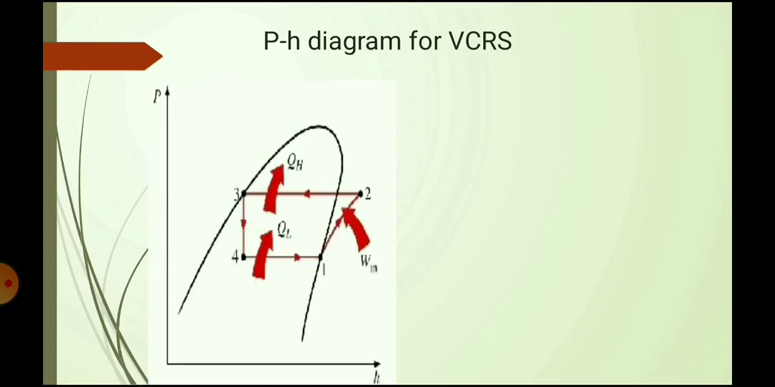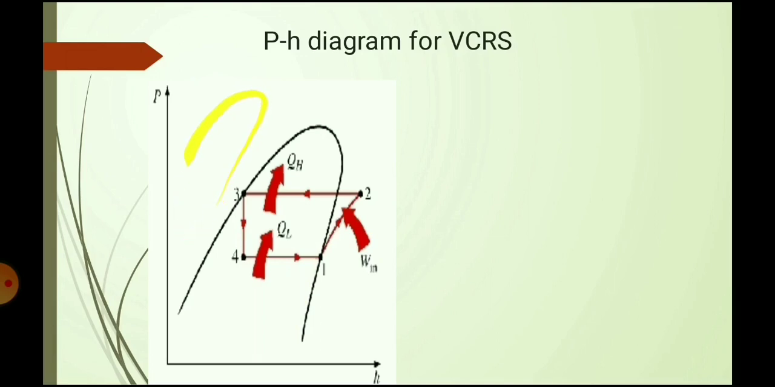This will be the pH diagram. That will be the pressure axis. This is the enthalpy axis. This is the dome. We all know this line is the saturated liquid line, and this line is the saturated vapor line.